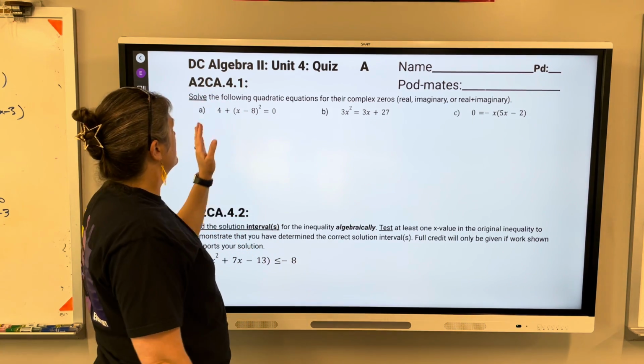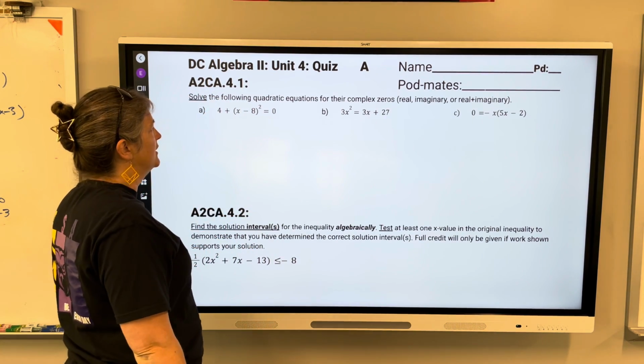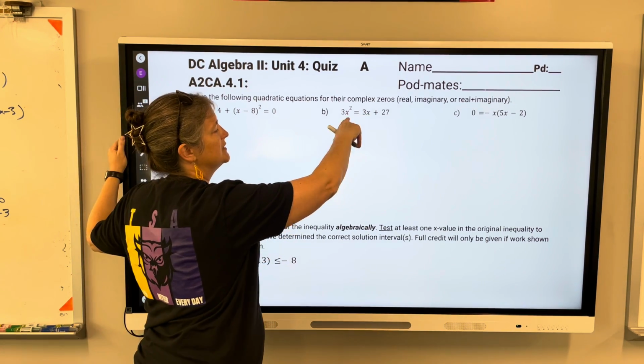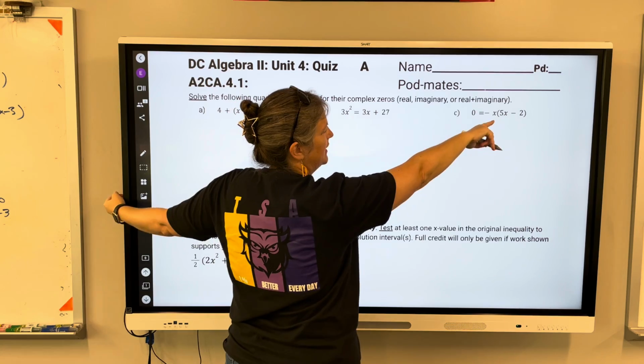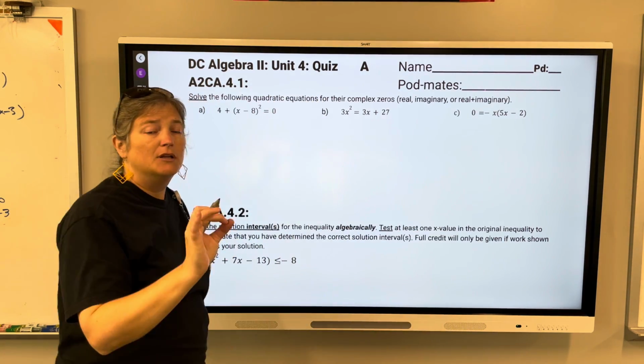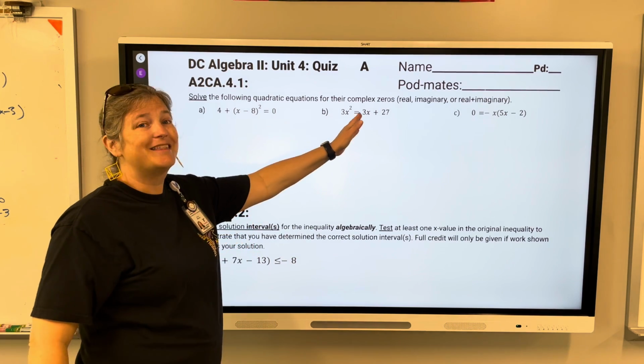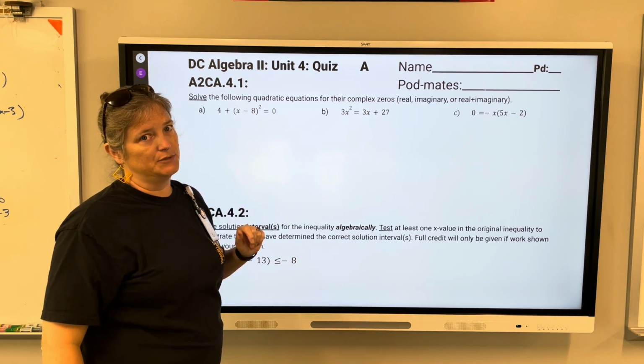So we are looking to solve the following quadratic equations. This one is in vertex form. This one is in standard form-ish. And this one is in factored form. So don't waste a good thing. The hardest one here is probably that one because standard form is useless form.